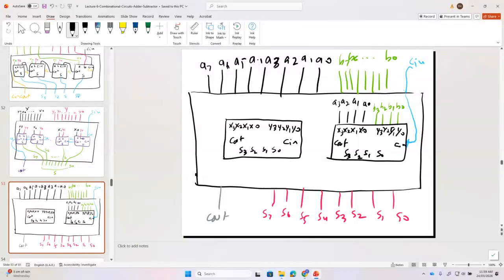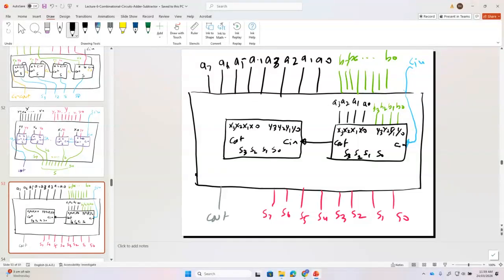Okay. Now the C out of this one becomes the carry in of this one. Now you know the reason. So we use C in and C out for cascading. If you are cascading one adder to another adder, we need C in for that purpose. I hope I answered your question now.